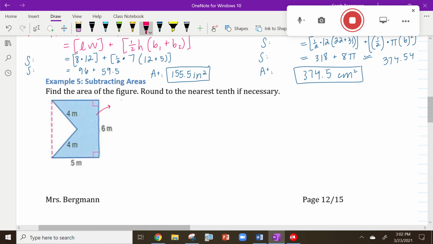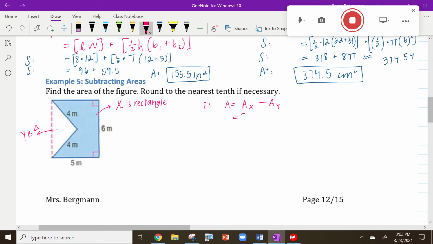So I'm going to call figure X the rectangle and figure Y is this triangle right here that was cut out of the rectangle. So my equation for the area, I want to do the area of the rectangle, so the area of X, minus the area of Y, since Y was cut out.